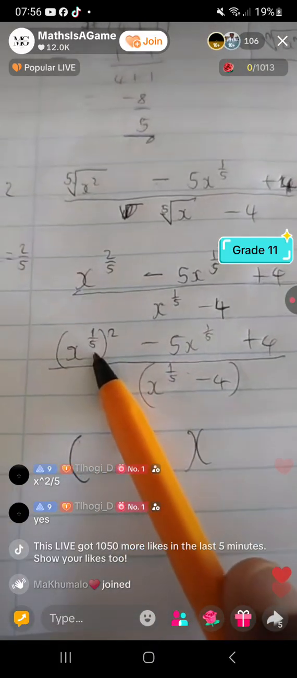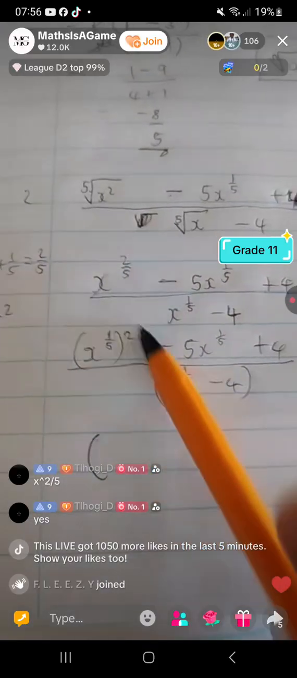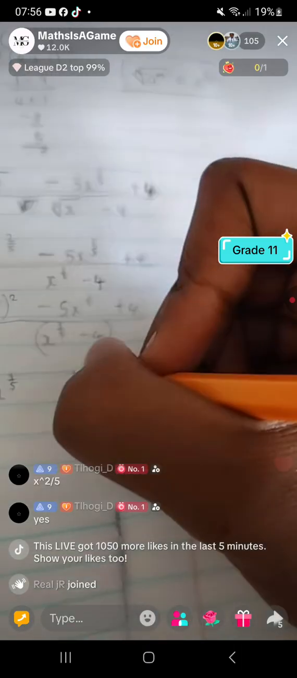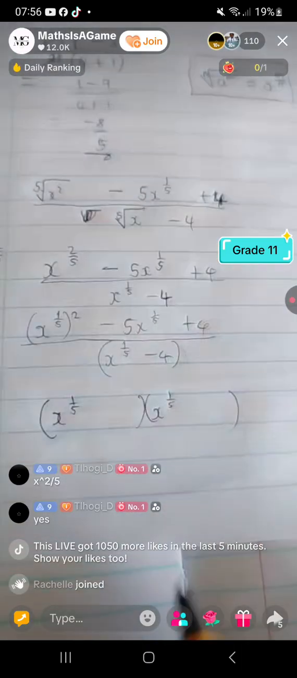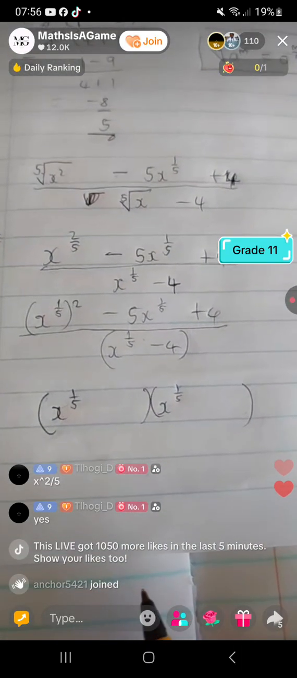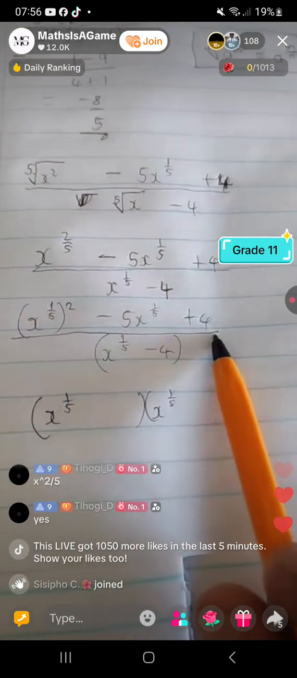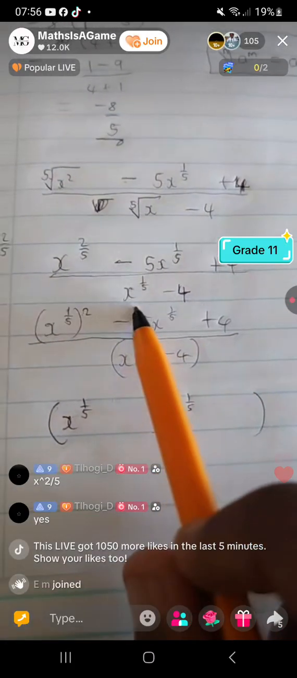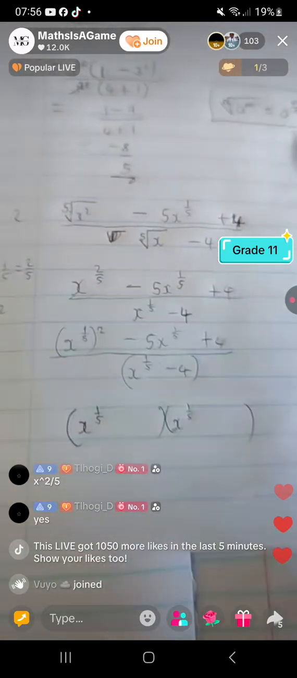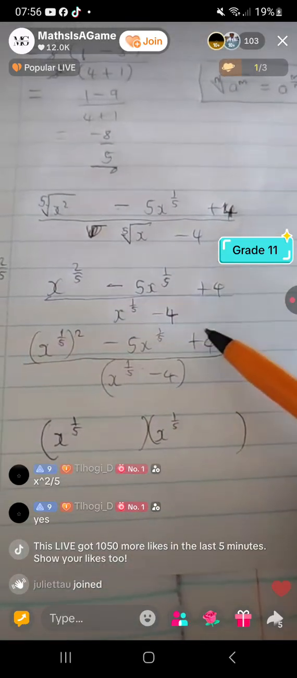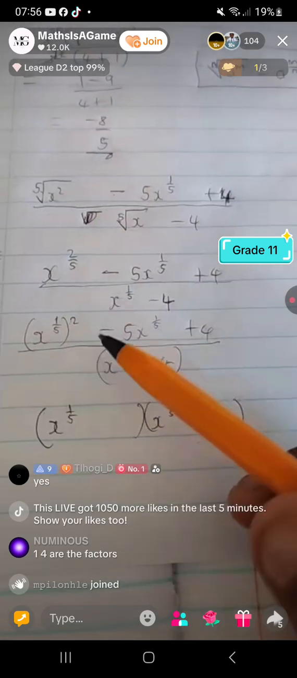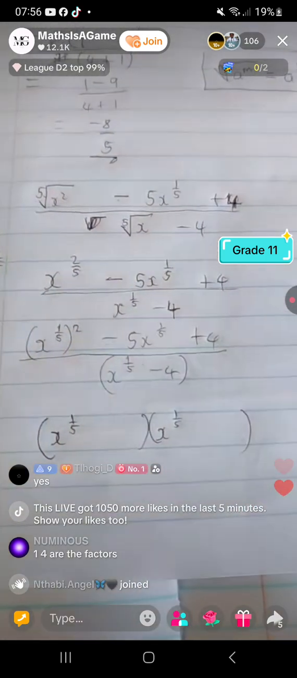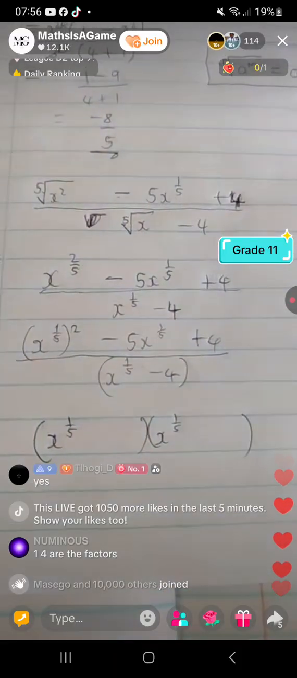So then, to get 2 of these, x to the power 1 over 5, x to the power 1 over 5. Do you see that? Then you want the factors. Plus means same signs, same signs according to the sign of the middle term. So obviously you're thinking of 2 factors. When you multiply, you get positive 4. When you add, you get negative 5. So what are those factors and what are their signs? You see, that's very important.